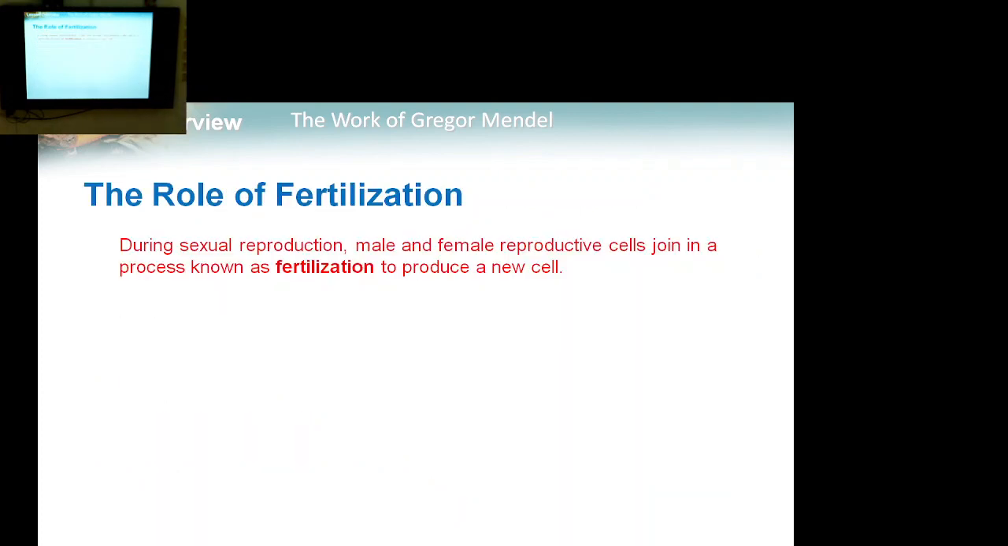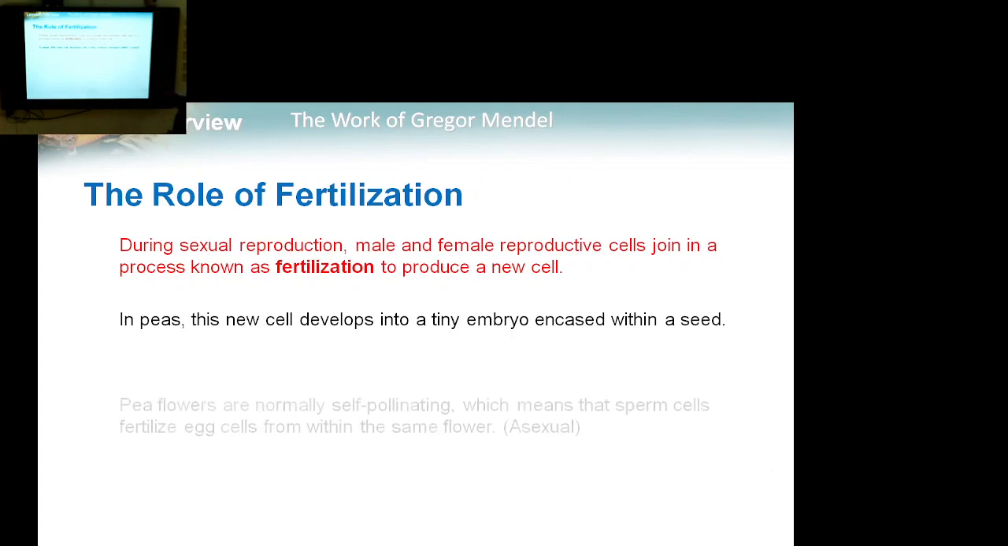Let's start with fertilization. During sexual reproduction, male and female reproductive cells join in a process known as fertilization to produce a new cell. In peas, this new cell develops into a tiny embryo encased within a seed. So there is a seed and the embryo encased by the seed.